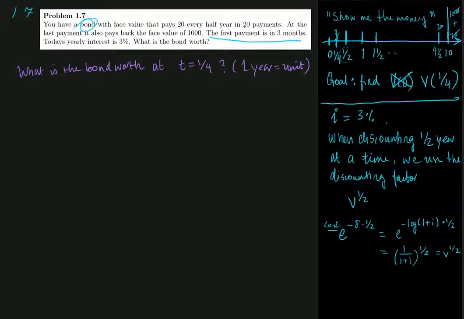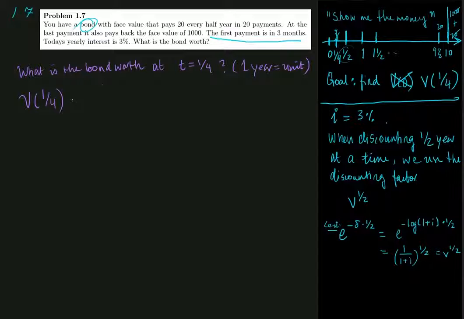And here in the exercise, it tells us the first payment is in 3 months. And what does that mean? It means that if the first payment, for example, falls at the end of the first half year, then if the first payment is in 3 months, we're standing 3 months into the year. So we're standing at time t equals a quarter if we consider t equals 1 to be the 1 year unit. So what is the bond worth at t equals a quarter? Well, what we want to find now, as we also talked about earlier, is v of 1/4.